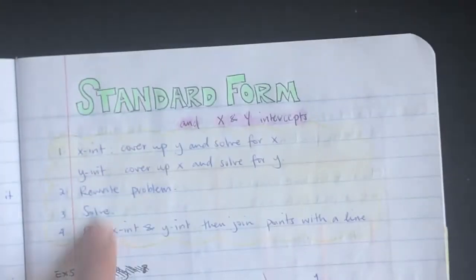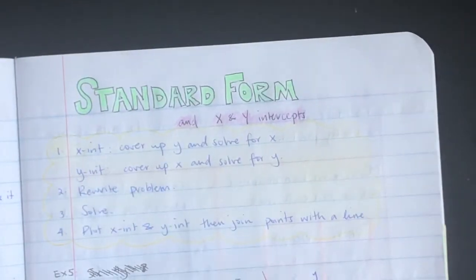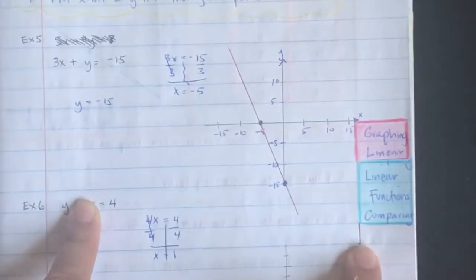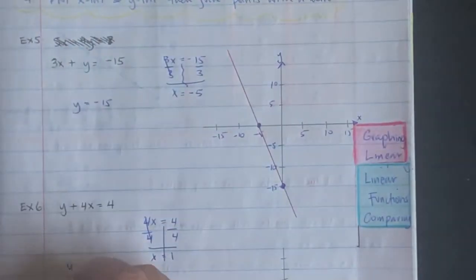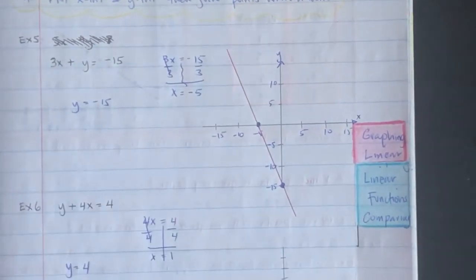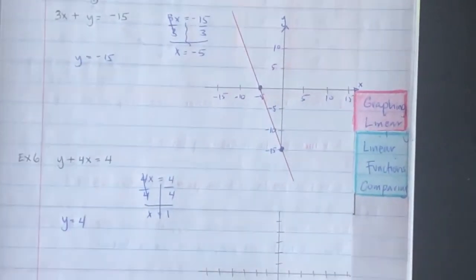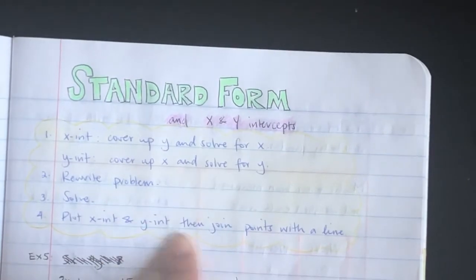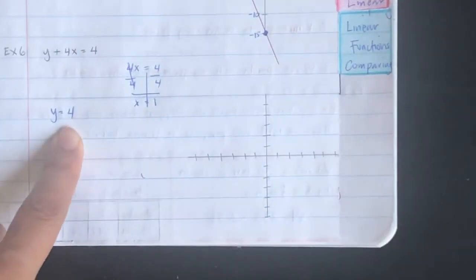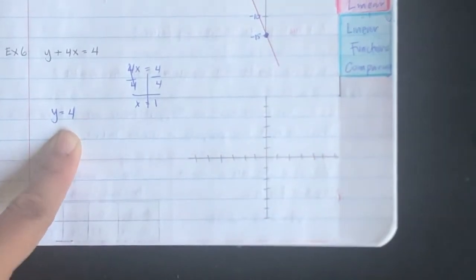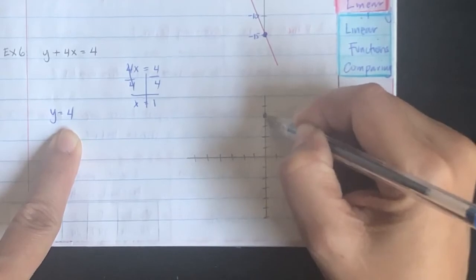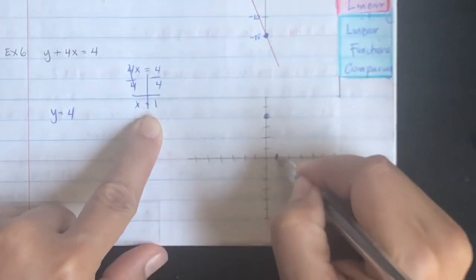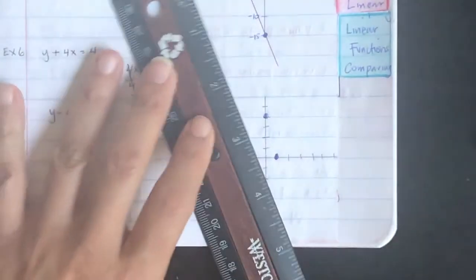For the y-intercept, cover up the x and solve for y. So y equals 4. Rewrite the problem. And solve. There's nothing to solve, so that's what it is. Plot the x and y-intercept and join them. Okay, so y equals 4. Y equals 4: 1, 2, 3, 4. You plot it. X equals 1. You plot it. Then join those 2.